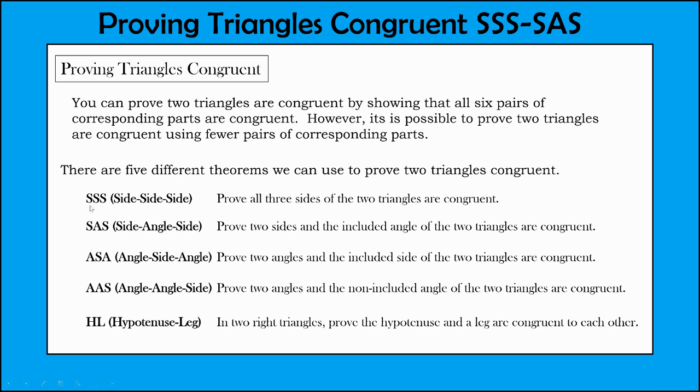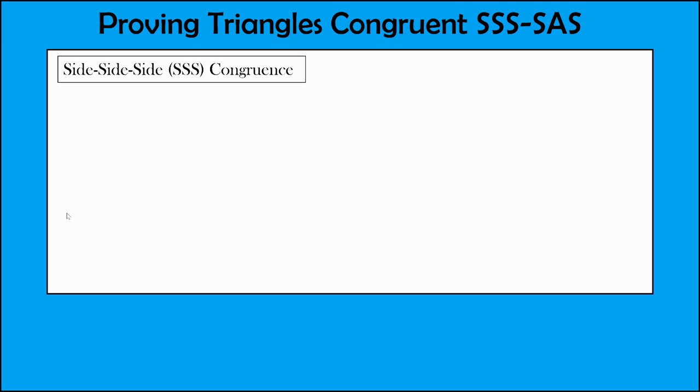Now, which one of these do you choose to prove two triangles congruent? Well, it depends upon the information you're given. Today we're going to focus on side-side-side and side-angle-side, so all the information given to us is going to allow us to make one of these two as our conclusion. It doesn't matter which one you use, as long as you can use one of them, since we're just trying to prove two triangles congruent. It all depends on the information given.